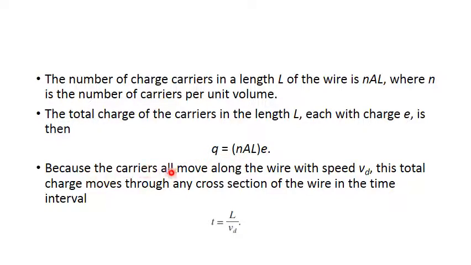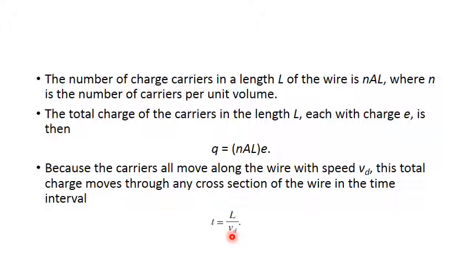Because the carriers all move along the wire with speed Vd, the total charge moves through any cross section of the wire in a time interval L over Vd, because the length of the conductor is L and the velocity of the charge is Vd. So the time to pass from the first point of the conductor to the end point is the length of the conductor over the drift velocity Vd. So the time required is L over Vd.